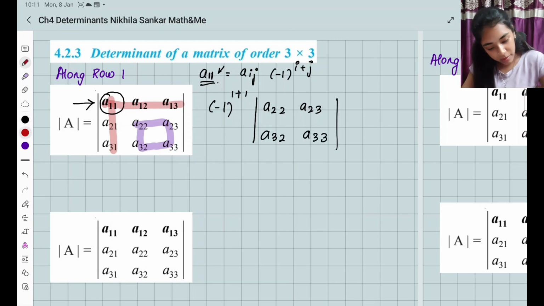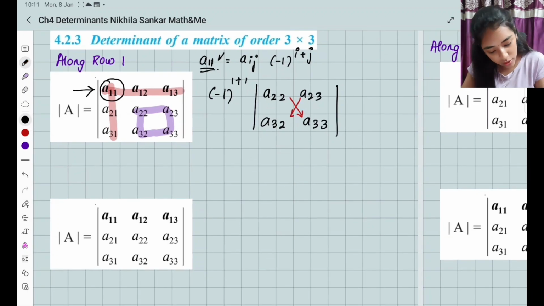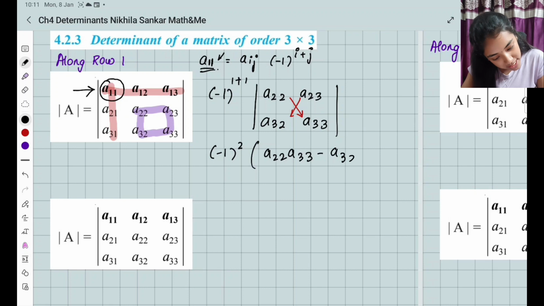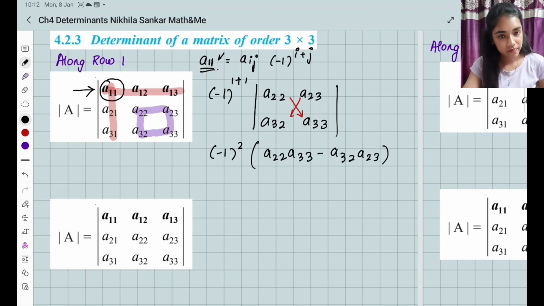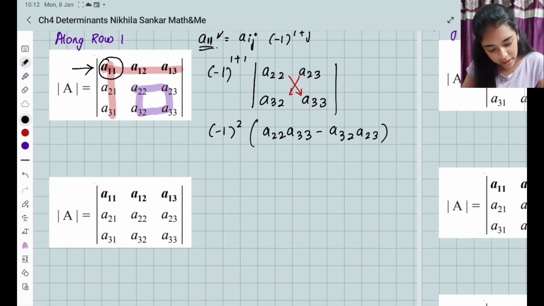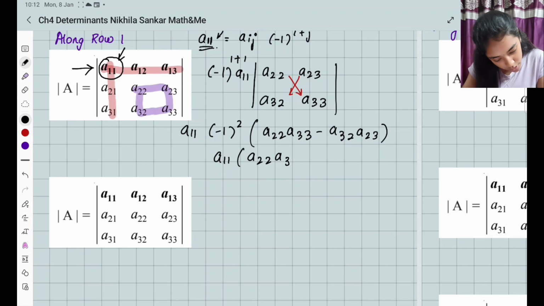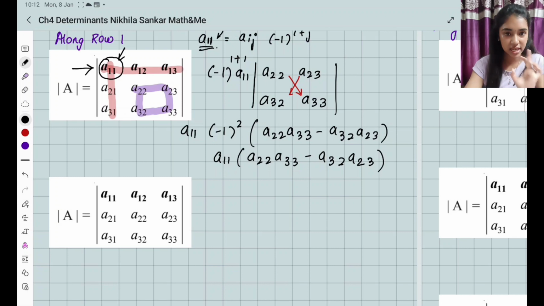Now when I find the determinant, I can cross multiply. So this minus this. So now how is the answer going to be? Minus 1 to the power 2. So it is going to be minus 1 to the power 2, and the determinant is going to be a22 a33 minus a32 a23. Okay, so how is the first one going to be? I also have to write a11 here. Whichever element we are working with, we also have to write it. So it is going to be a11 times this. So now how is it going to be? It is going to be a11 times a22 a33 minus a32 a23. So this is the first element. This is step 1.